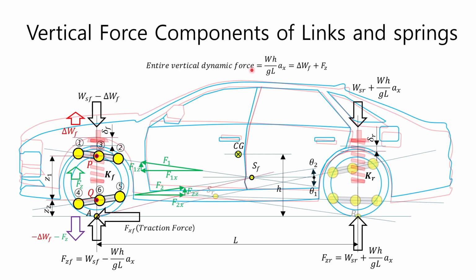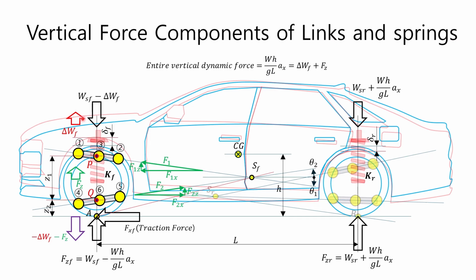When the vertical dynamic load occurs by acceleration, the vertical load on the front wheels decreases by the vertical dynamic load, and the vertical load acting on the rear wheels increases by the vertical dynamic load. These vertical dynamic loads represent the amount of load transferred from the front wheels to the rear wheels. Here, WSF is the vertical load on the entire front wheels when stationary or at a constant speed, and WSR is the vertical load on the entire rear wheels when stationary or at a constant speed.